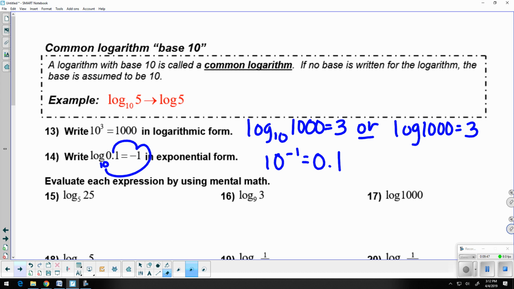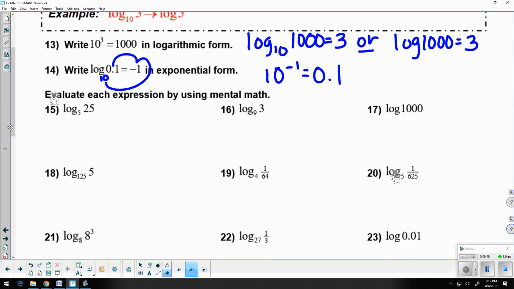So now that we know that, here's the harder part of today. Okay, it says to evaluate each expression by using mental math. So we are evaluating these logarithms. Okay, so if I asked you what is log base 5 of 25, you gotta know what it is. So what you're really asking yourself, when you're evaluating a logarithm, is that you're solving for the exponent. So for 15, if I want to find log base 5 of 25, I'm asking myself 5 to what power is 25? That's the question. You're solving for the exponent.